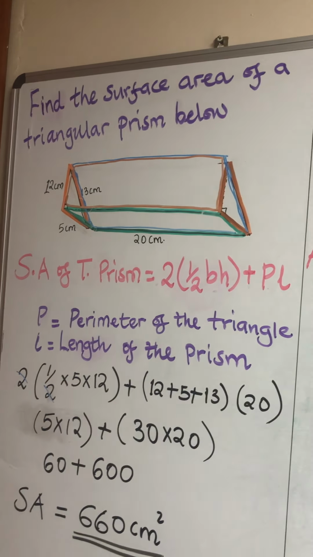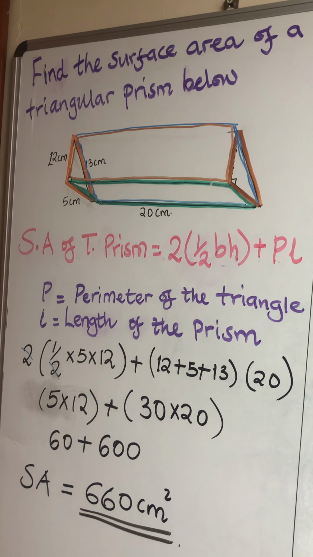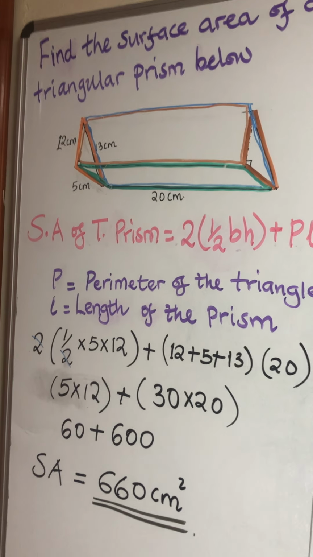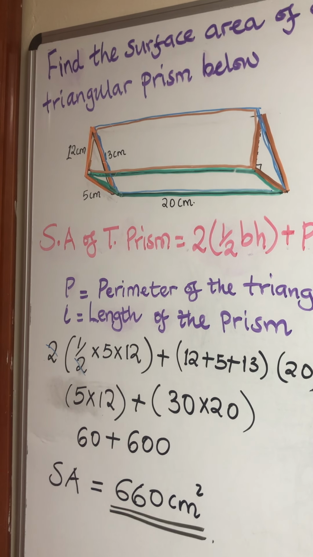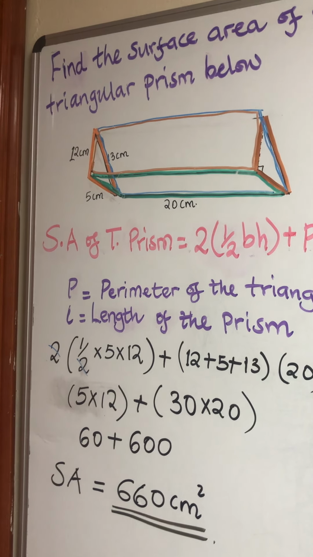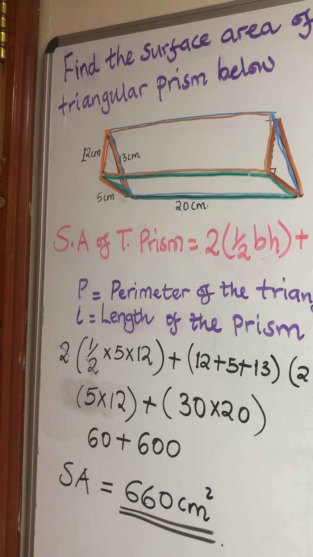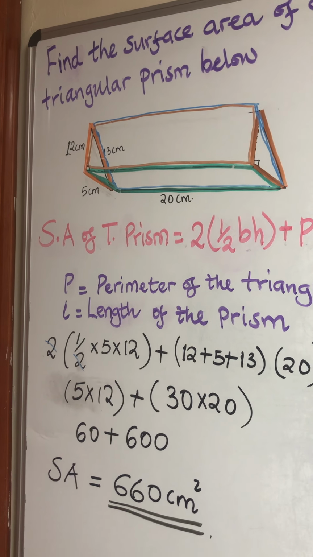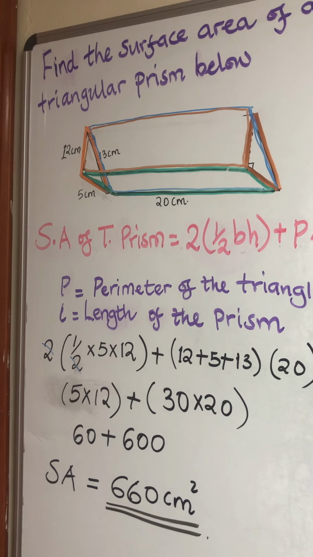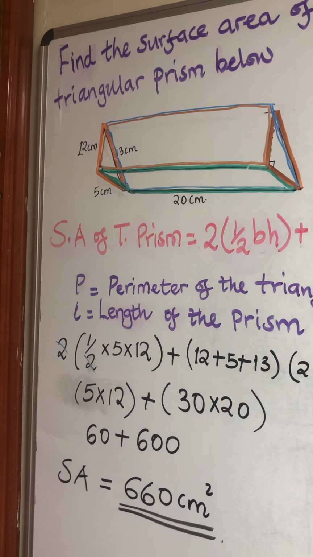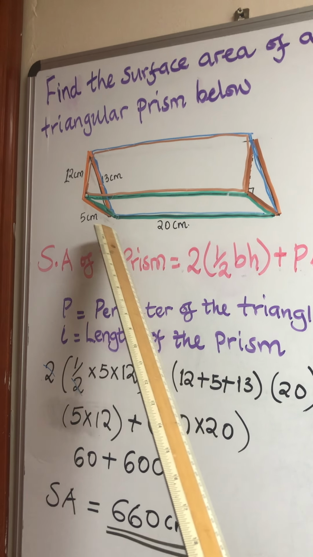This is how you're going to calculate the surface area of a triangular prism. We've been given a prism and we have the length being 20 centimeters. We have the height of this prism being 12 centimeters. We have the base of the triangle, which is 5 centimeters, and then we have the side of the triangle, which is 13.